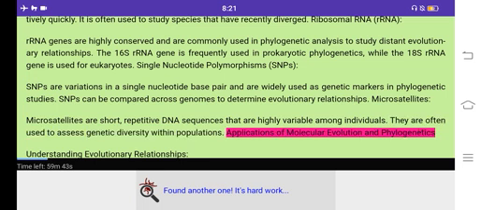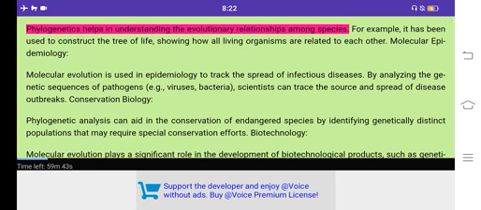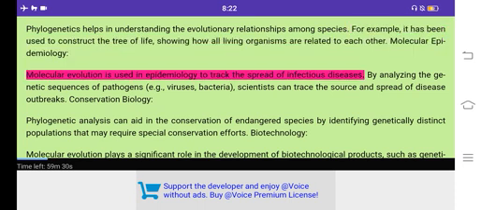Applications of molecular evolution and phylogenetics. Understanding evolutionary relationships. Phylogenetics helps in understanding the evolutionary relationships among species. For example, it has been used to construct the tree of life, showing how all living organisms are related to each other. Molecular epidemiology. Molecular evolution is used in epidemiology to track the spread of infectious diseases.